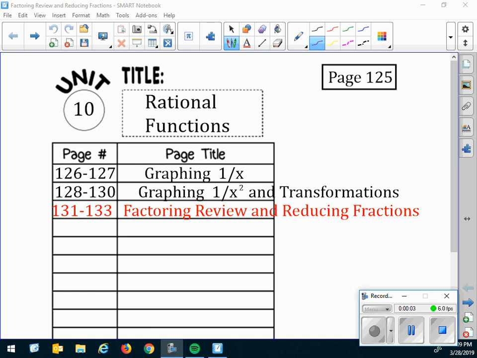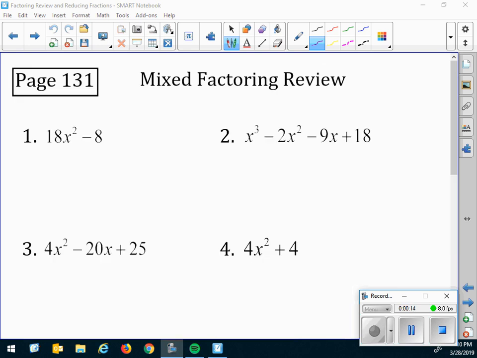So you need to update your table of contents, pages 131 through 133, factoring review and reducing fractions. You're on page 131 of your notebook. Now, we're going to work these problems together. You're going to write it in your notebook, and then we're going to work it, okay? So I want you to write at the top, mixed factoring review. And there are going to be 10 questions, so you've got plenty of room on your paper.